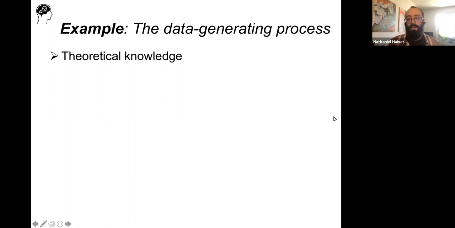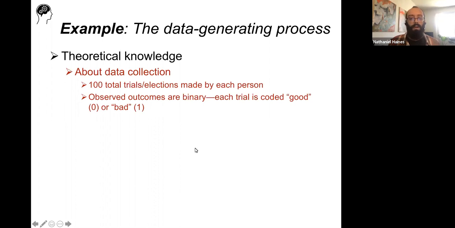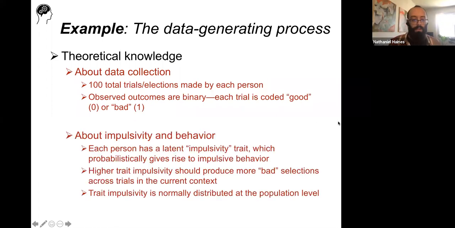Some basic things we know about data collection, going back to what we went over when I showed you the data, are that there are 100 trials, or rather selections, made by each person, and that the observed outcomes are binary: you either chose good or chose bad. We would like to be able to simulate zeros and ones, whether you're selecting good or bad on each trial. That's what our model should be capturing.